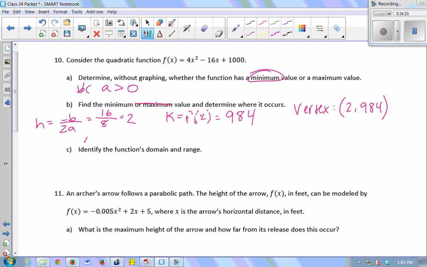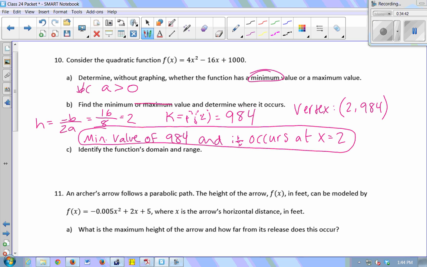So we have a minimum value of 984, and it occurs at x equals 2. So that's how you answer the question. So its minimum value is 984. That's the smallest value that the function hits.